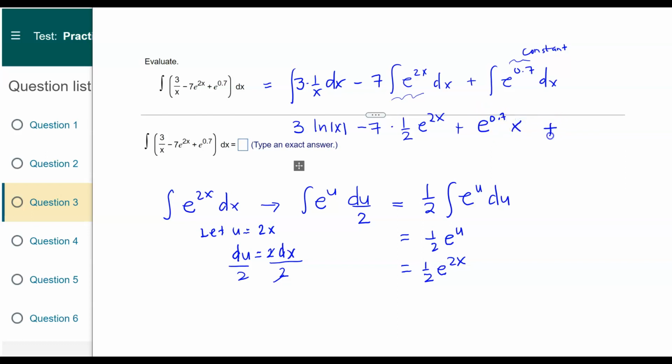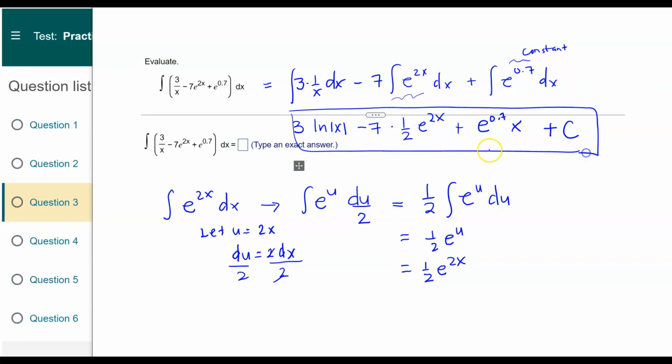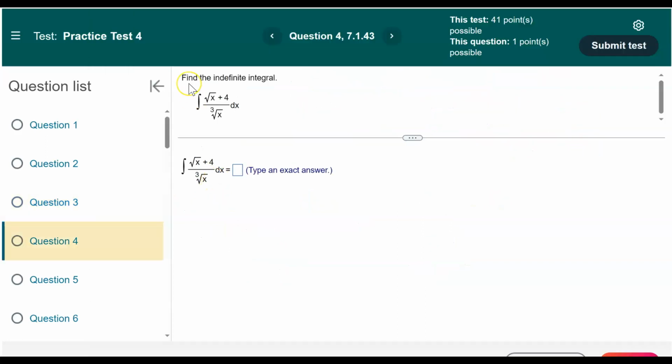And don't forget to write plus C. So you can input your answer like this. So next, let's find the indefinite integral of the following expression.